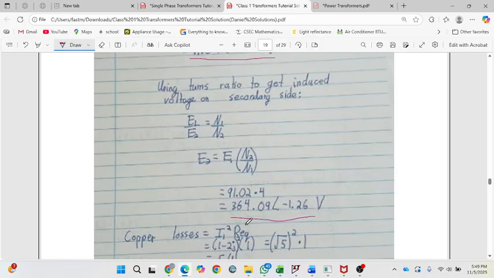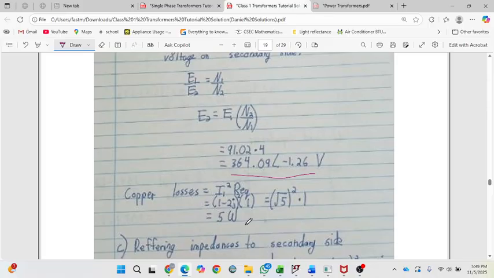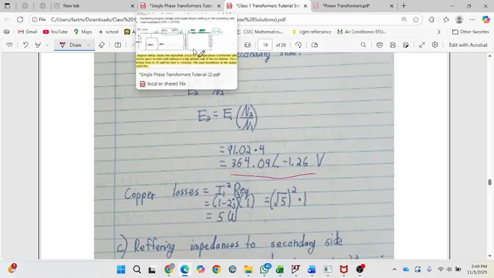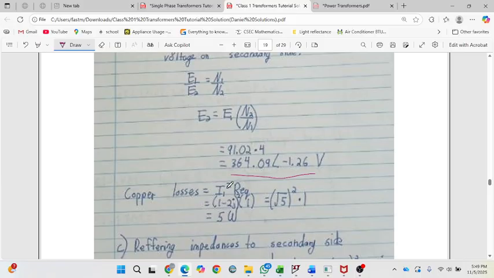Okay? And then your copper losses, which is the losses in the coils itself, is basically just your Req losses. So basically it will be your I1 squared Req. Why? Because I1 is the current going through Req. So power is I squared R, plug in your values, and you basically get your answer. Very simple.